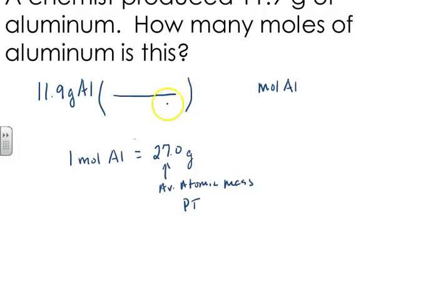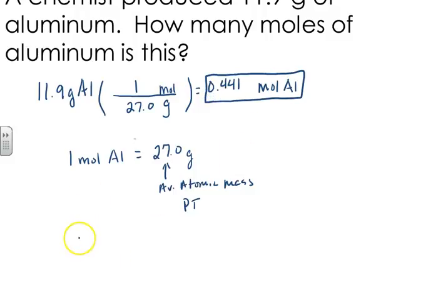So we know that we're going to want to cancel grams. We want to end up with moles. So we would have 1 mole over 27 grams. So 11.9 divided by 27 comes out to 0.441 moles of aluminum as the final answer. Notice that this problem was the reverse of the previous problem.